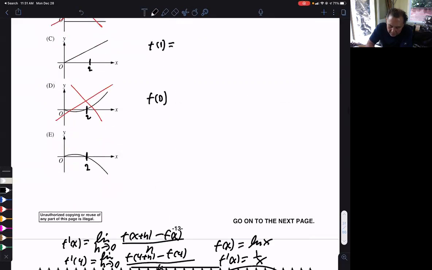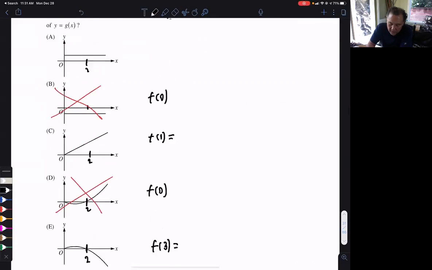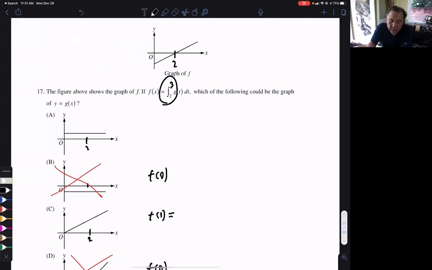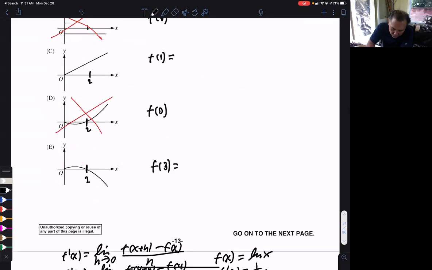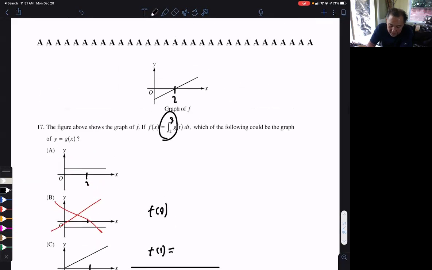So if I do f of 3, f of 3 would be the integral from 2 to 3. Well, the integral from 2 to 3, that's a negative net area. It should be negative, right? But the graph here is positive, so that doesn't work. We can eliminate that one.